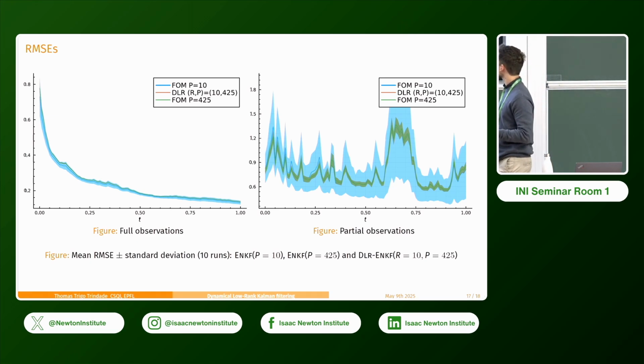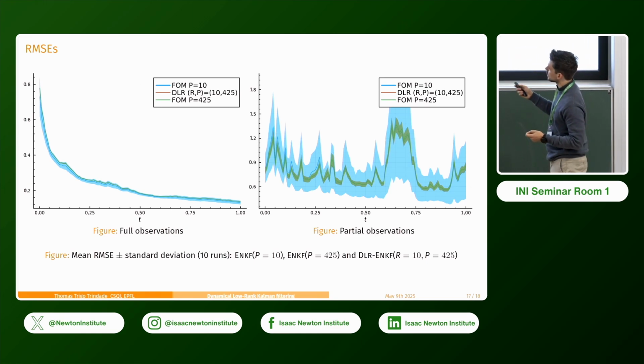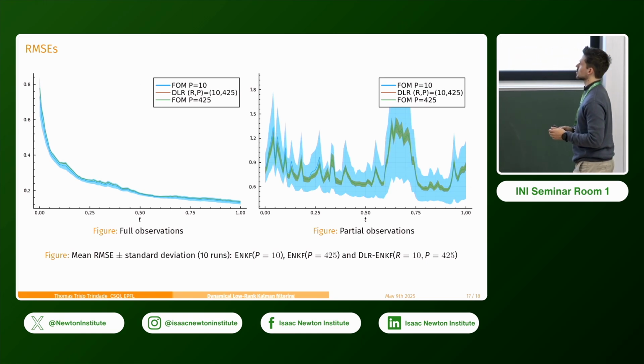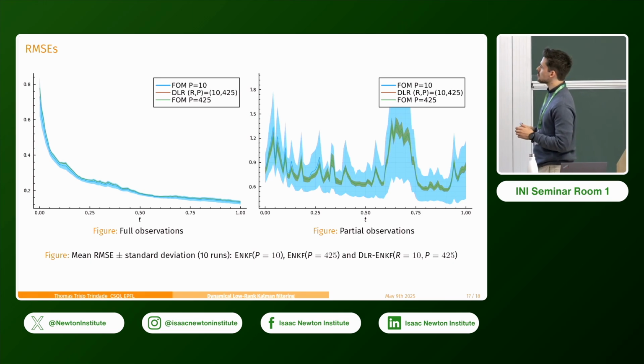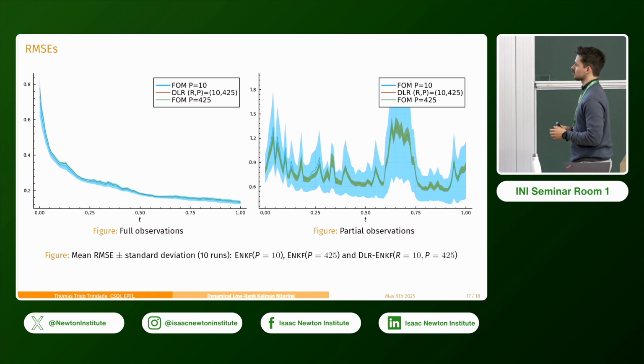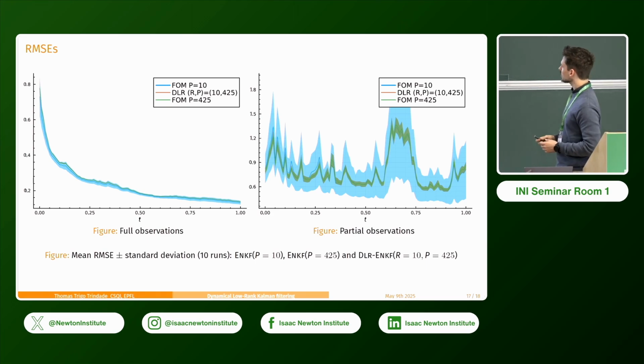And as I said, the story is essentially exactly the same if you look at the case of full observations. It's just that the system has better properties in terms of observations, so the spread is less large, but it's the same story. So this is really encouraging.